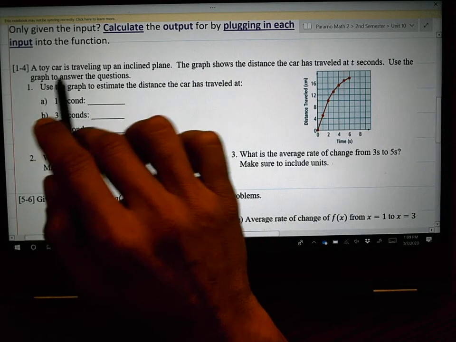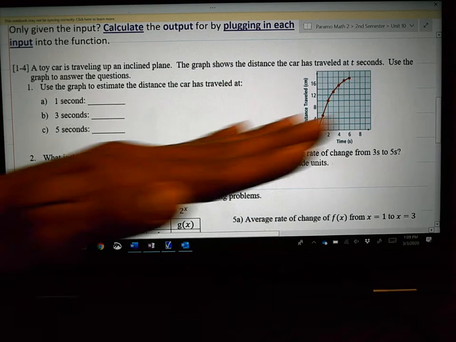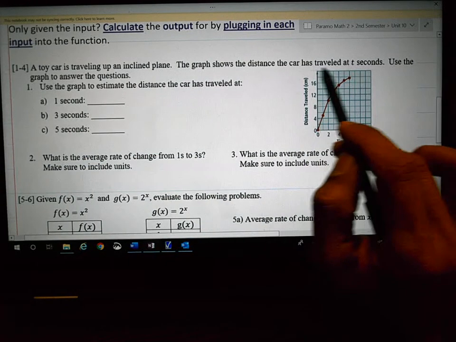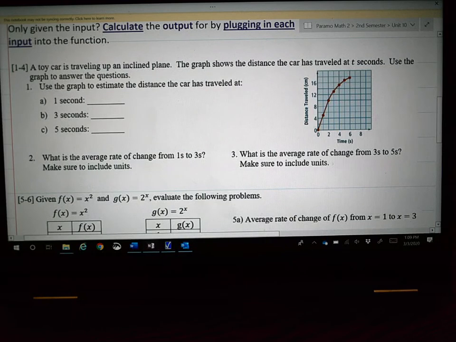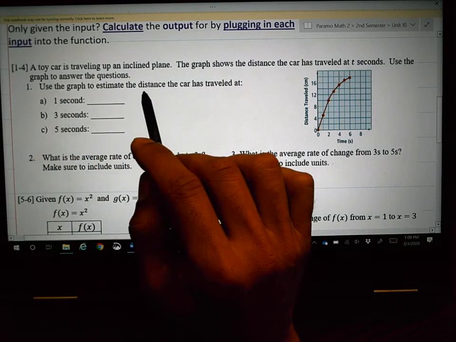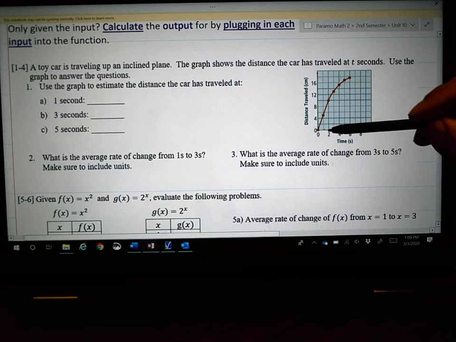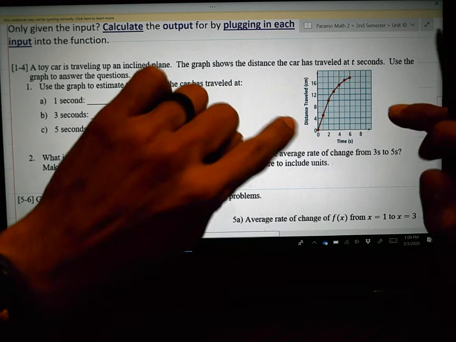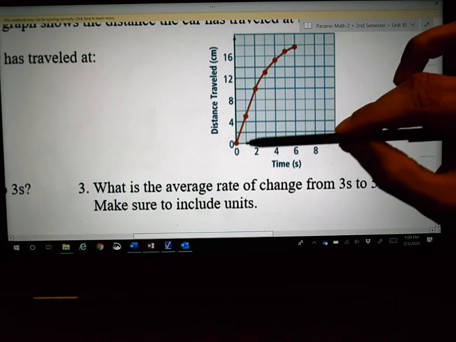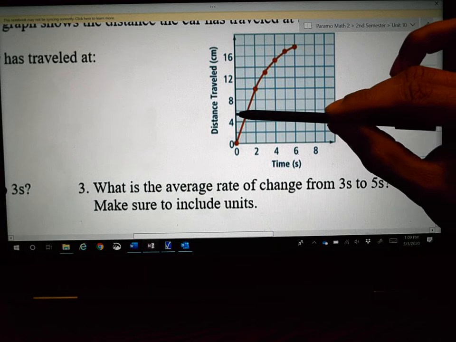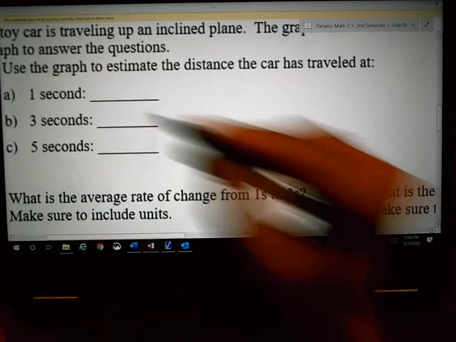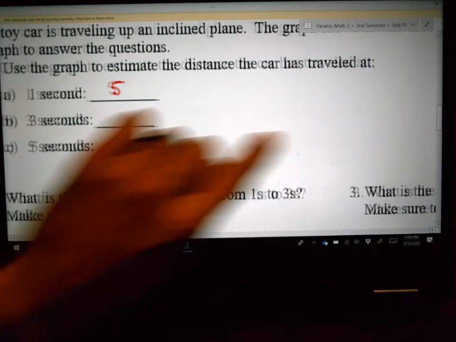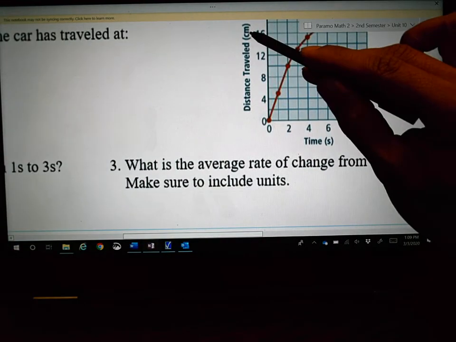A toy car is traveling up an inclined plane. The graph shows the distance the car has traveled at t seconds. Use the graph to answer the questions. At 1 second, how far do you think this car has traveled? Let's look at this graph a little bit. At 1 second, how far has the car traveled? What do you think that number is? 5. I agree. I think it's 5. 5 what? 5 centimeters. It's right there, centimeters.